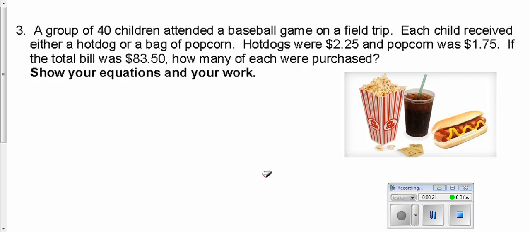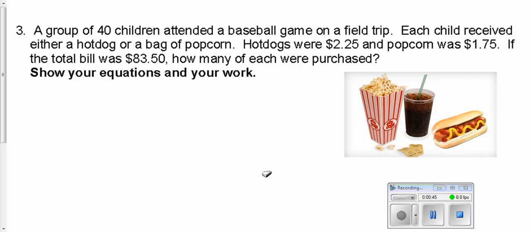A group of 40 children attended a baseball game on a field trip. Each child received either a hot dog or a bag of popcorn. Hot dogs were $2.25 and popcorn was $1.75. If the total bill was $83.50, how many of each were purchased? Show equations and show your work.